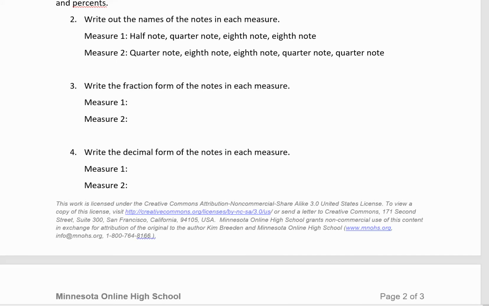Now I want to convert my words into fractions. So you can do this either looking at the words from number 2 or scroll back up to the image you put in number 1. So I had a half note, a quarter note, eighth note, 1/8, 1/8. Then in measure 2, a quarter note, an eighth note, another eighth note, a quarter note, and a quarter note.